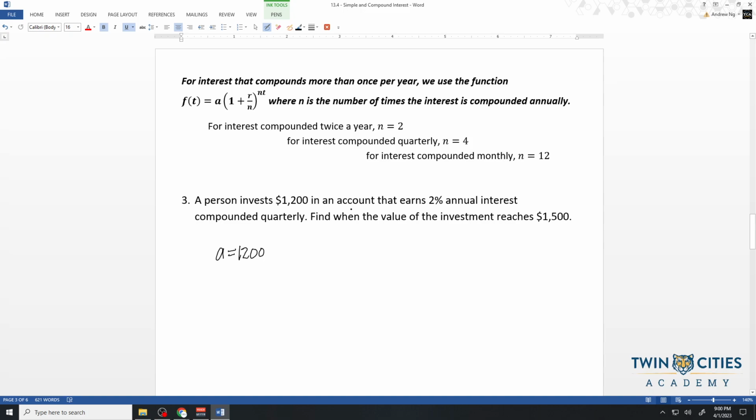I need to find R. R is 2%. So I'll say R is 2 out of 100. This is 0.02. And then N is how many times we're compounding per year. So this is quarterly, N equals 4.